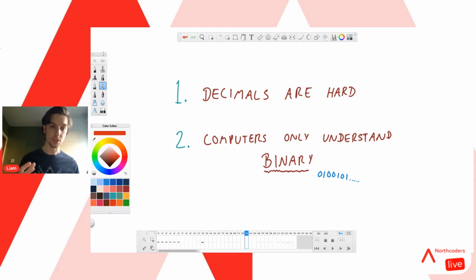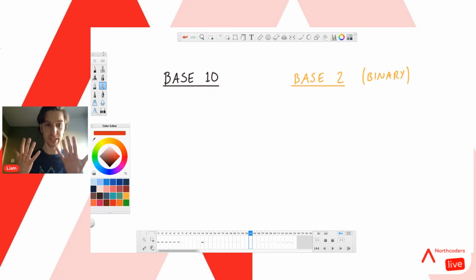Okay? Humans use a base 10 number system. Base 10, because we have 10 fingers, is where it comes from, and we have 10 digits. Okay, so 0 to 9 is our 10 digits, and we can use the numbers 0 to 9 in writing out all the different kinds of numbers that we want. But computers work in base 2, which is binary, where the only numbers they have at their disposal are 0s and 1s.